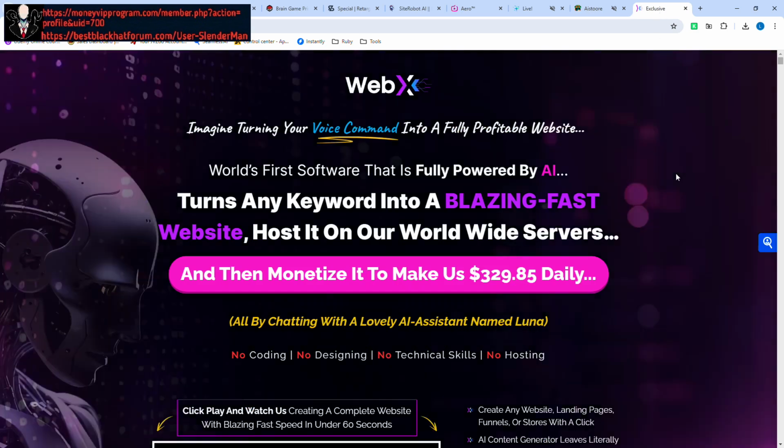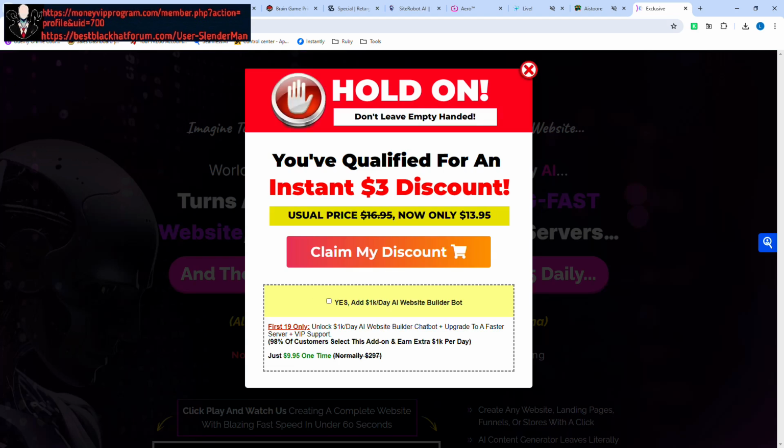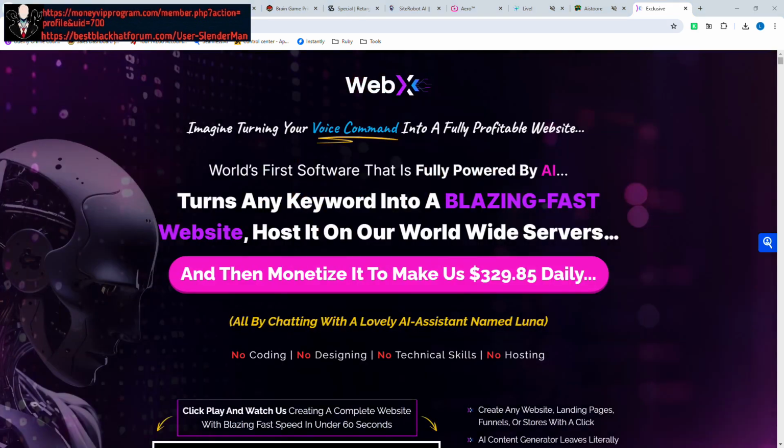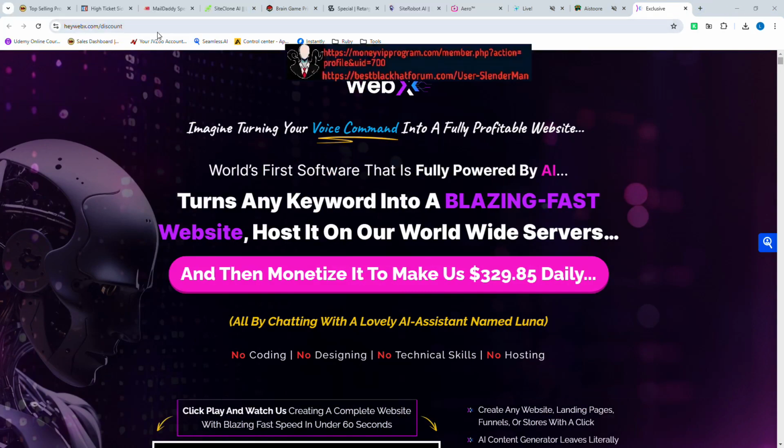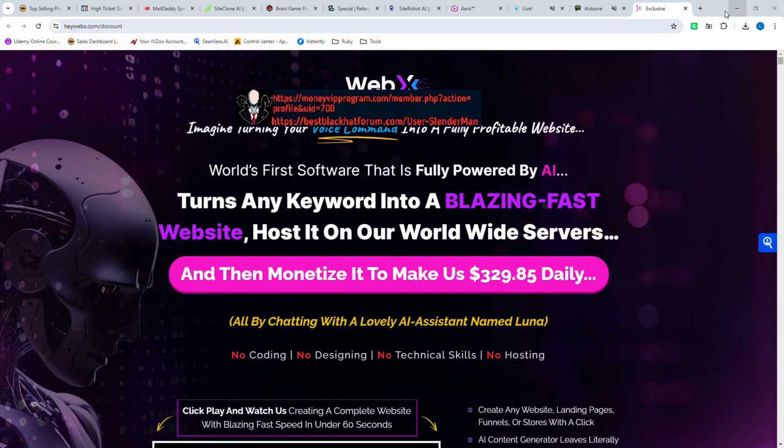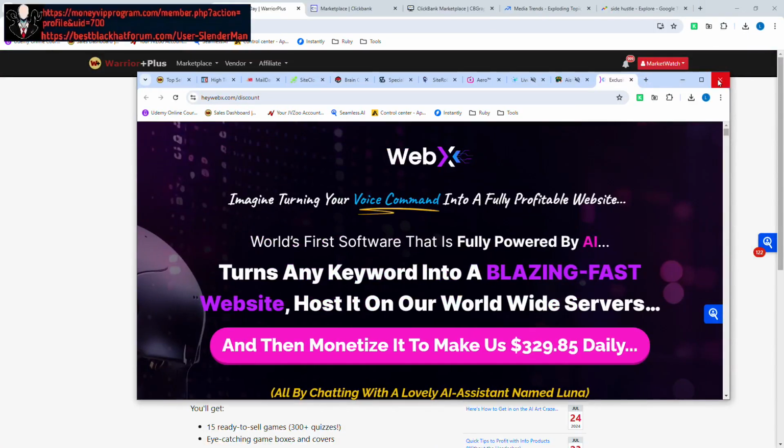Okay, you notice here like the last 7 out of 10 or 6 out of 10, the top 6 out of 10 are apps. Interesting, right? These guys are going to make me come out of software retirement and start making AI apps. So we do see that there is a pretty strong trend for AI apps in the Warrior Plus marketplace.